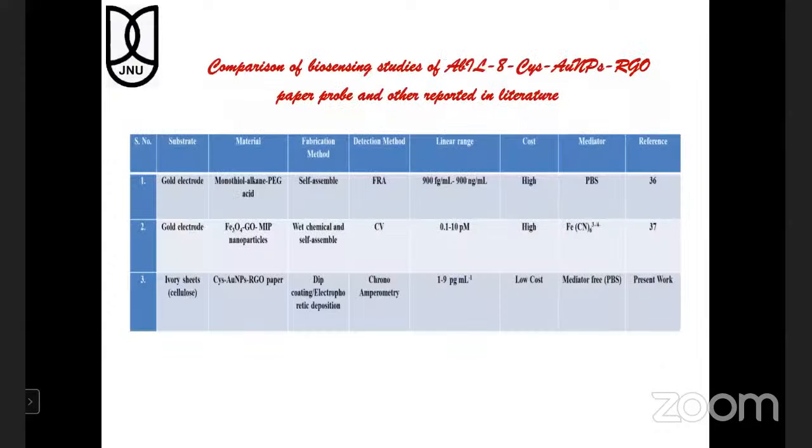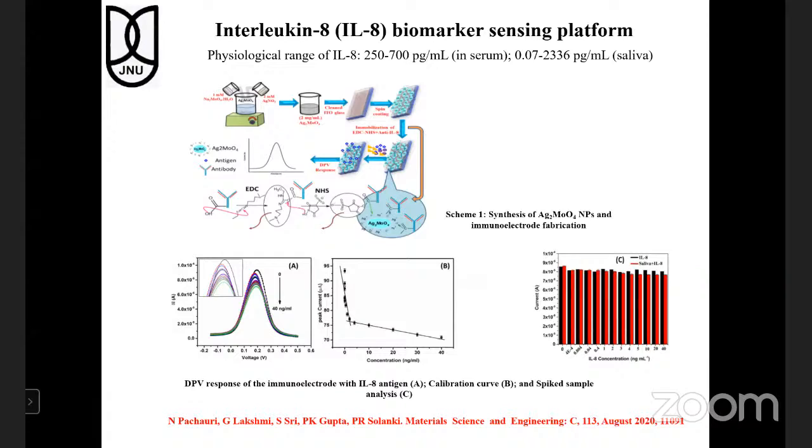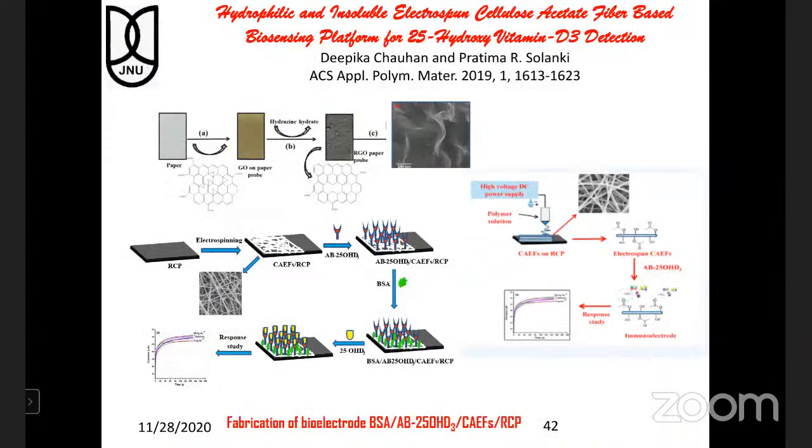Then, to make it more useful, meaning to widen the detection range and the sensitivity, we used silver capped molybdate nanoparticles, and using the same electrochemical biosensor application we developed a sensor that shows a very good detection limit up to 40 nanogram per ml. That can be used for further applications in biosensors. I think time is very short, so I want to skip some slides.